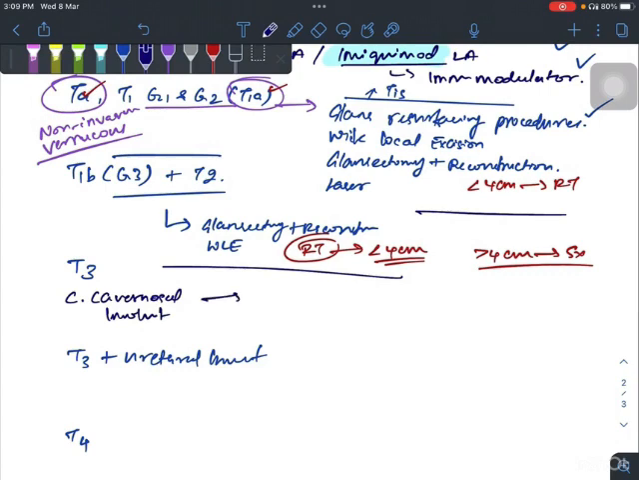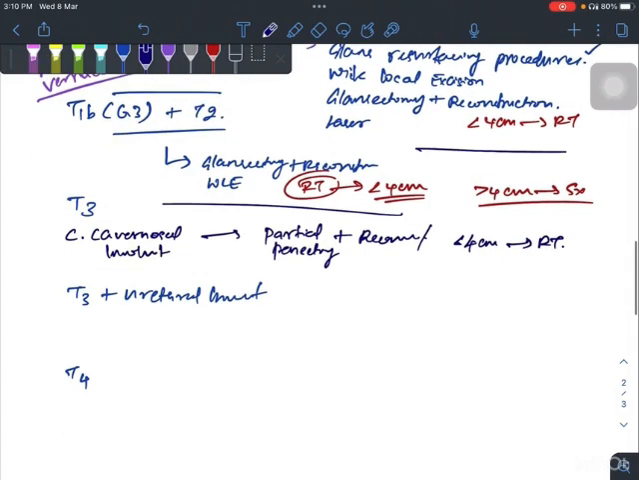Here also we can use glansectomy with reconstruction. Sorry, glans is the extension of the corpus spongiosum. So here glansectomy we cannot do. We can do only partial penectomy plus reconstruction, or if the tumor is a very small tumor like less than 4 centimeter, we can do radiotherapy.